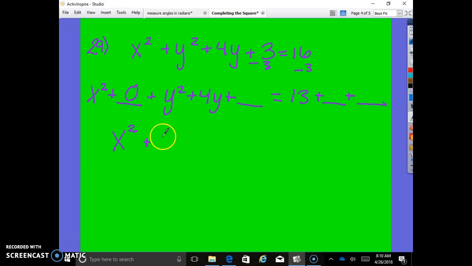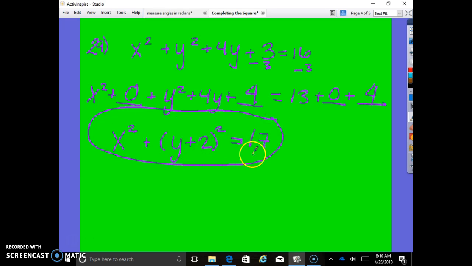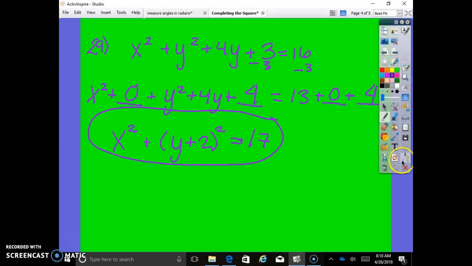Divide by 2. What is 4 divided by 2? 2. And 2 squared? 4. 13 plus 4? 17. And we're done. This is the equation of our circle. Our center is 0, negative 2. Our radius is the square root of 17. Okay?